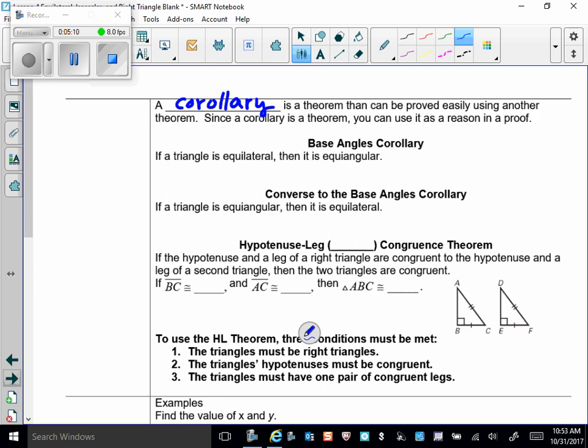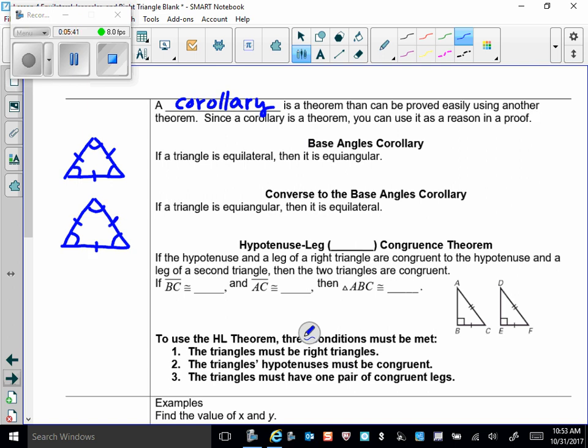Okay, we've got a base angles corollary that says if a triangle is equilateral, so given this triangle is equilateral, then this corollary tells me it's also equiangular. Then we have another corollary that says if a triangle is equiangular, then it is equilateral. So that's the converse to the previous corollary. So this one would say, okay, first I know the angles are congruent, all the angles, and that tells me all the sides are congruent.